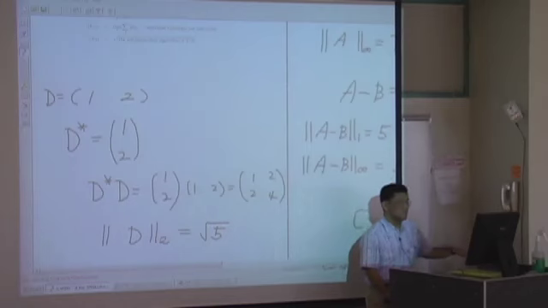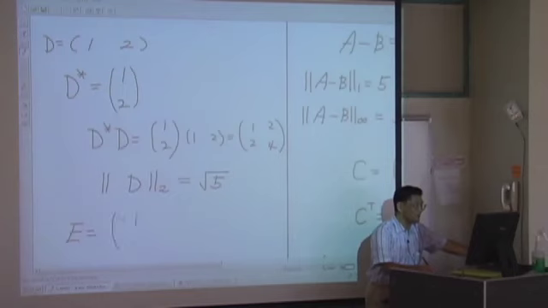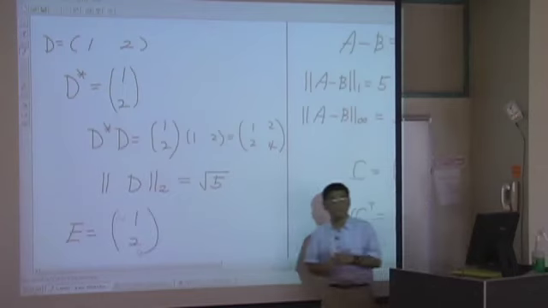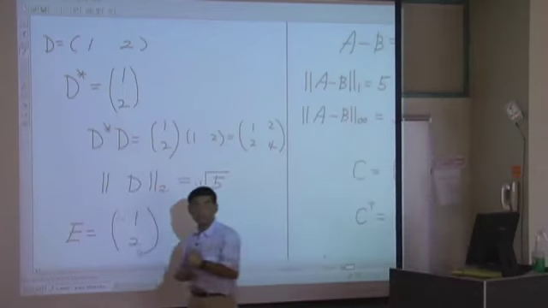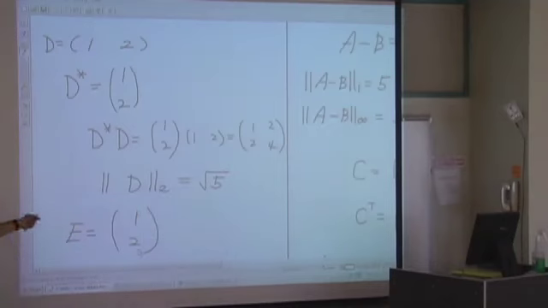Now it's your chance to do the calculation. Assume that E is given in this form. What is the size of this matrix? It is 2 by 1. Then please find the norm of this matrix.